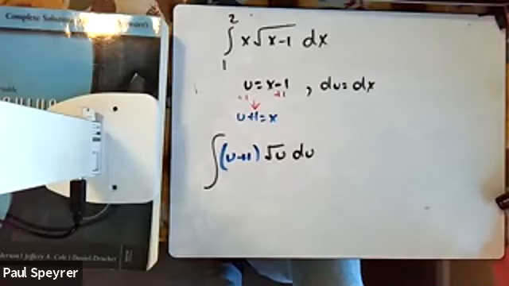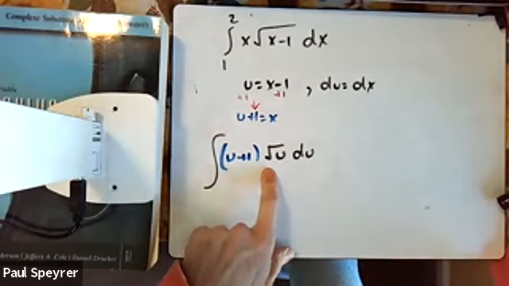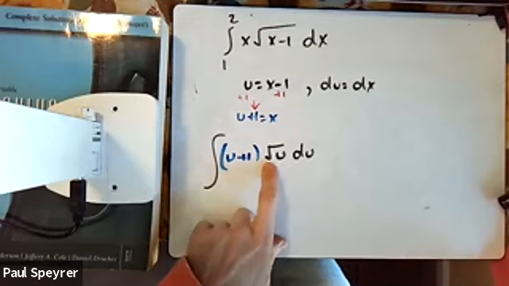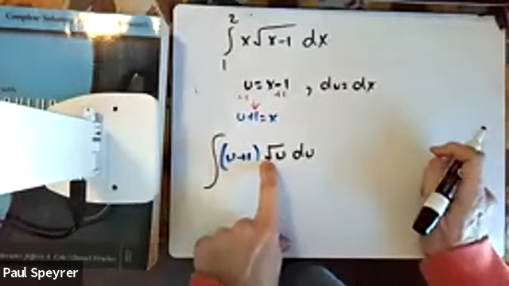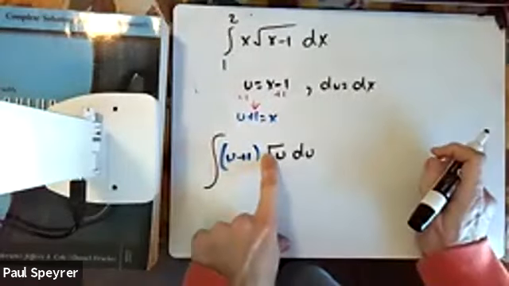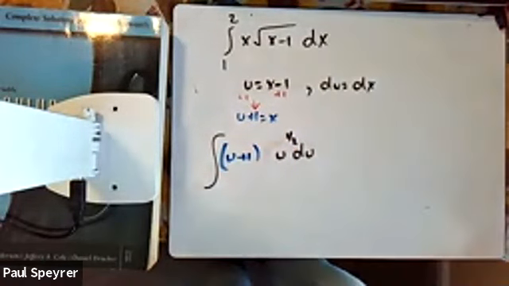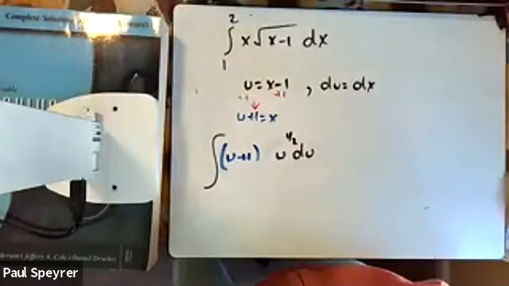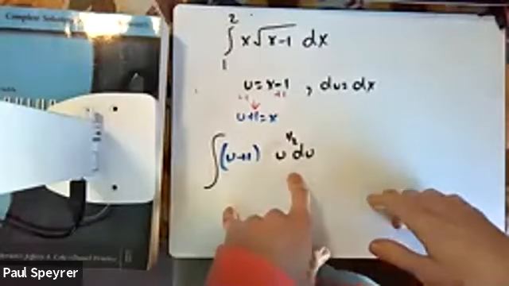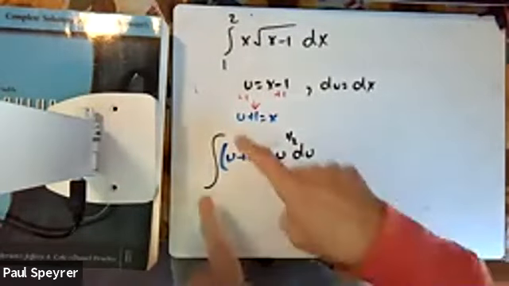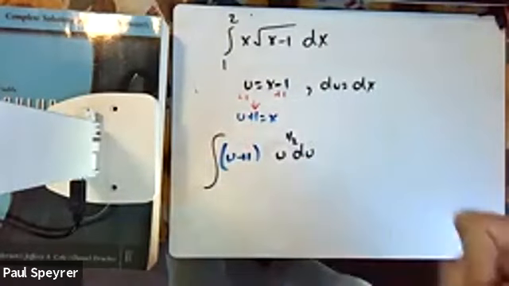And then something else that we should change is the square root of u, right? This is no longer the square root of u. Well, it still is, we're just going to rewrite it as u to the 1/2 power. We always want exponents when we're trying to integrate or differentiate, when we're dealing with radicals. And then we also need to change the limits, right?